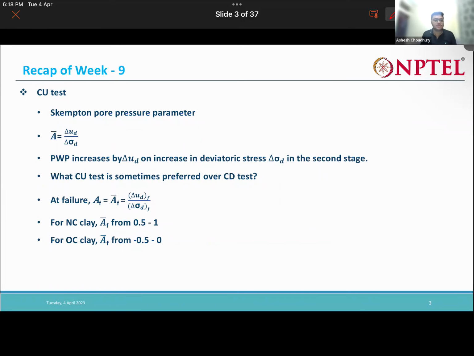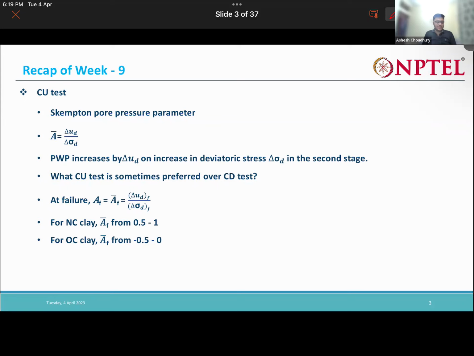Now in the CU test, the first stage is exactly the same as the CD test. So there is consolidation. After the consolidation is over, we close the drainage valve, and after closing the drainage valve, we apply our deviator stress. So here we are not allowing drainage to occur. As we are not allowing drainage of water, what will happen? As we are increasing the deviator stress, my pore water pressure will be generated, right? Pore water pressure will keep on increasing as soon as we start applying this deviator stress.